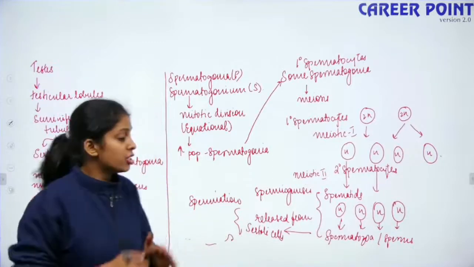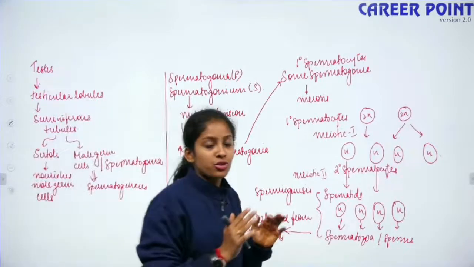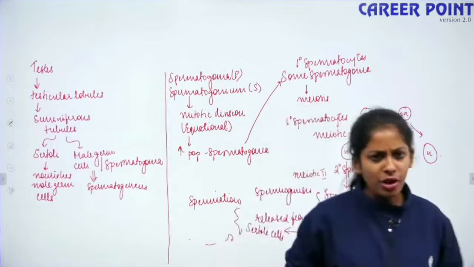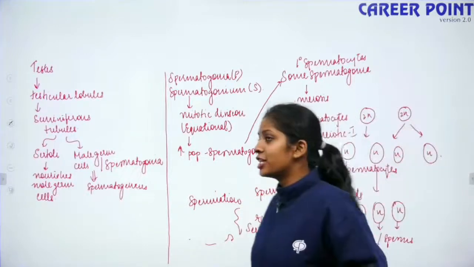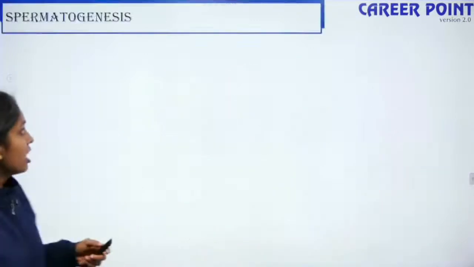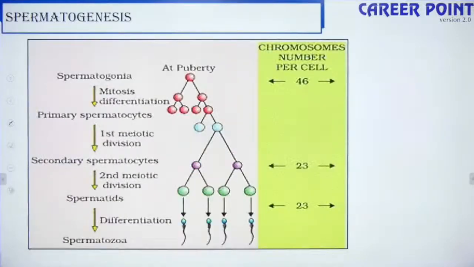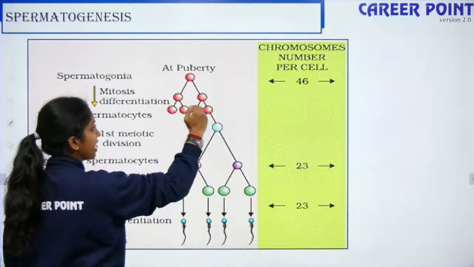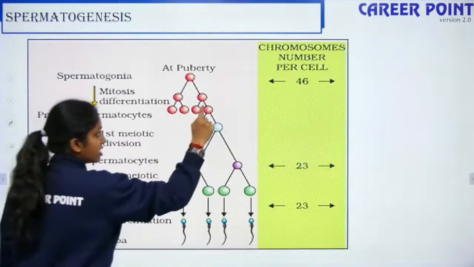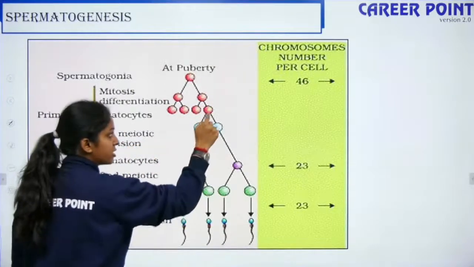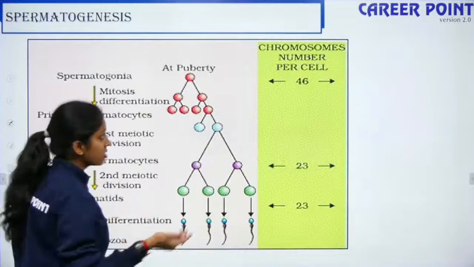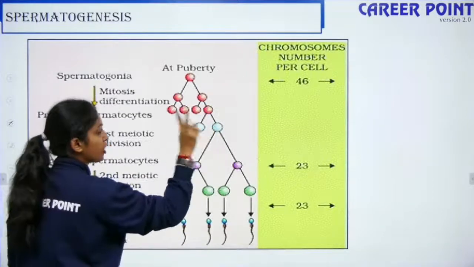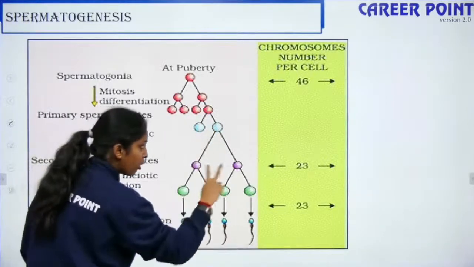Alright, so this is the process of spermatogenesis in detail. Today we were able to complete spermatogenesis in detail. So spermatogonia undergo mitosis, they increase the cell number. This is a primary spermatocyte because it is willing to undergo meiosis. So it undergoes meiosis and forms 2 cells.